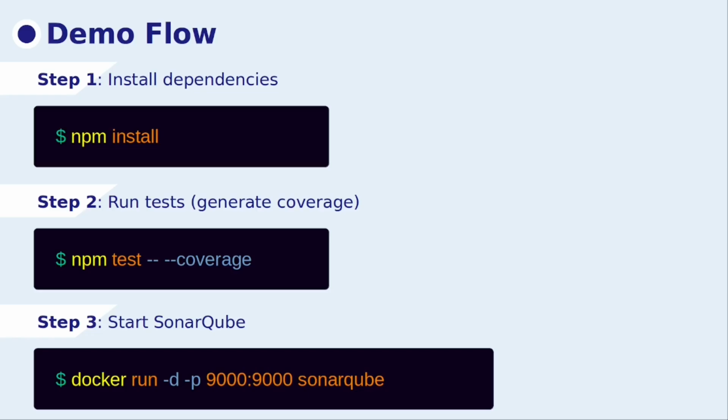This step creates the coverage info file. This file is essential because SonarQube uses it to calculate coverage. 3. Start SonarQube. Run SonarQube locally using Docker. Then open your browser and access http://localhost on port 9000.